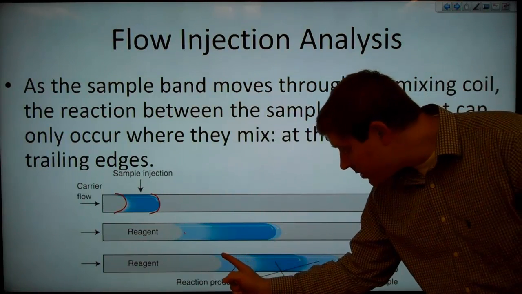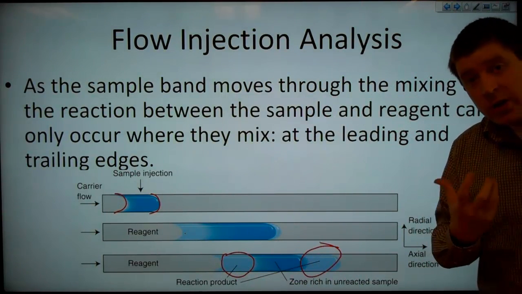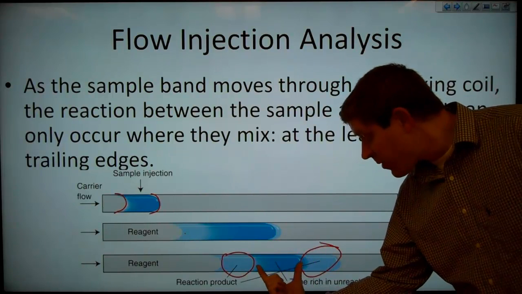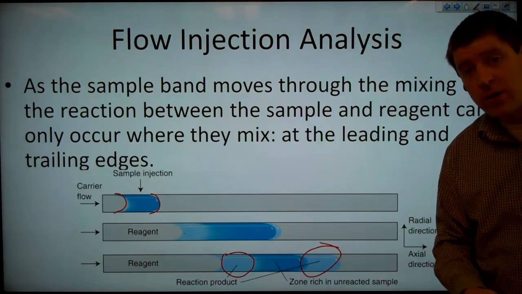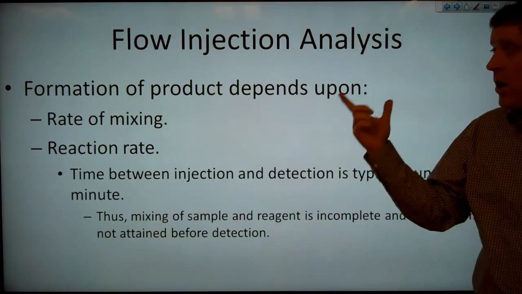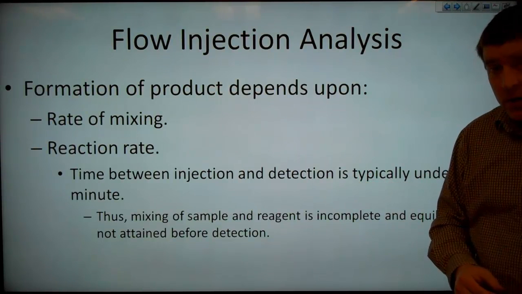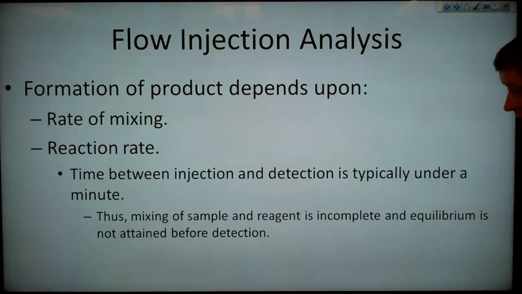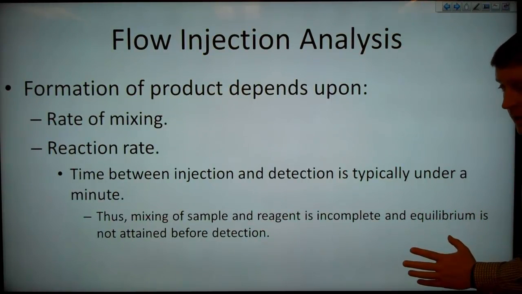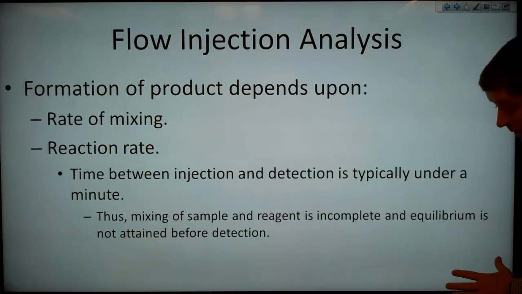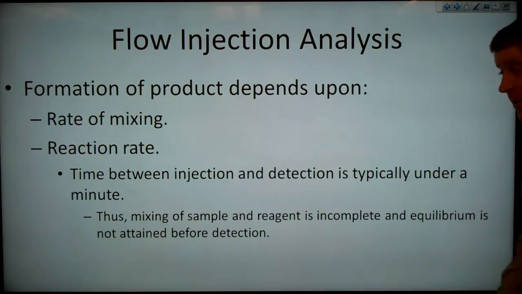The lighter blue region here and there is representing the zones which are rich in product, and we don't have as much product in the center because we don't have any of our reagent to react with our sample there. Now, the formation of product depends upon the rate of mixing and the reaction rate. And because the time between injection and detection is typically under a minute, the mixing of sample and reagent is incomplete, and equilibrium has not been attained before detection.